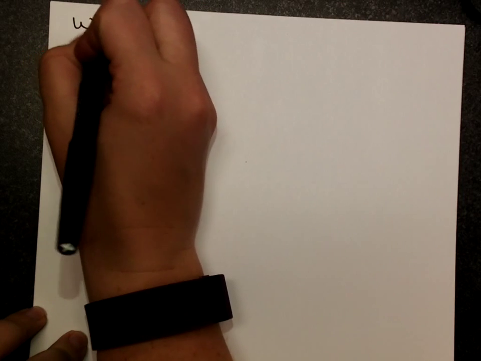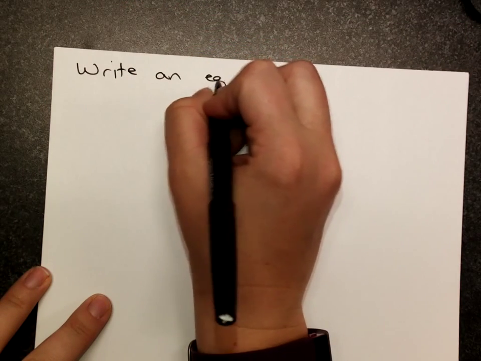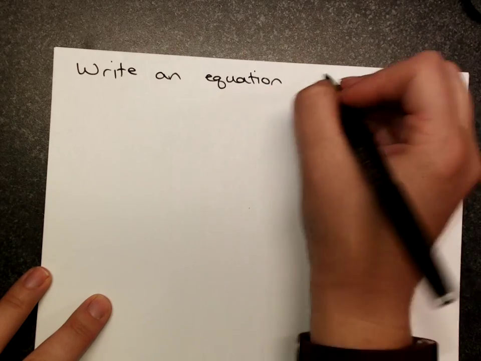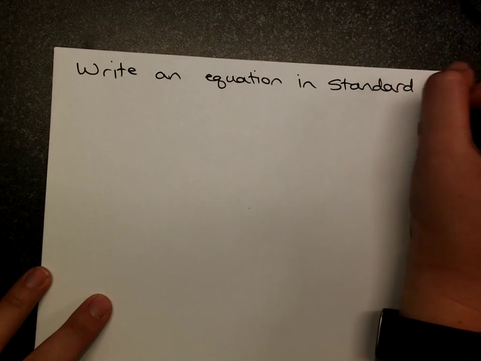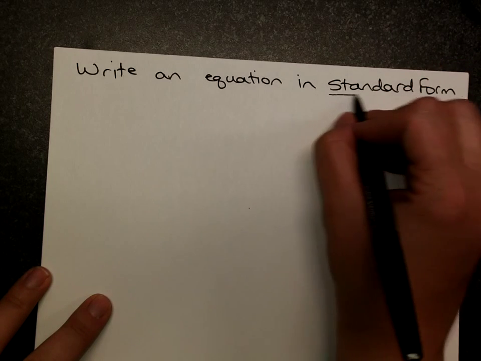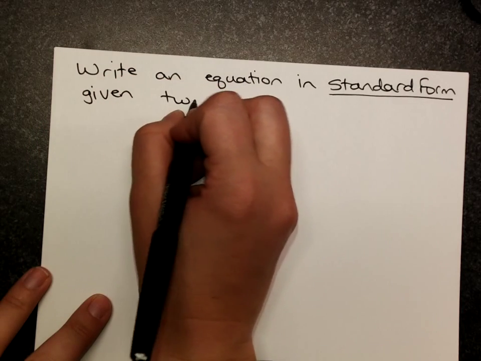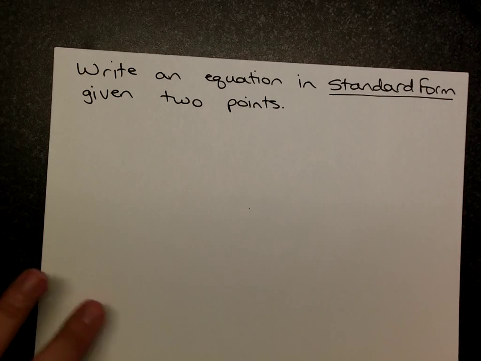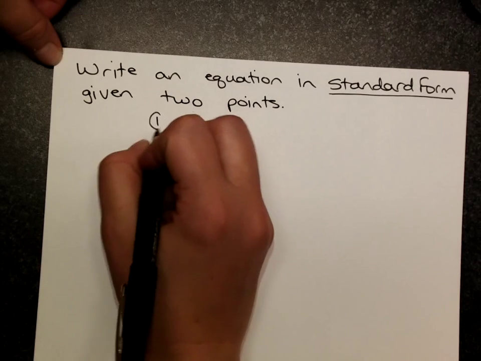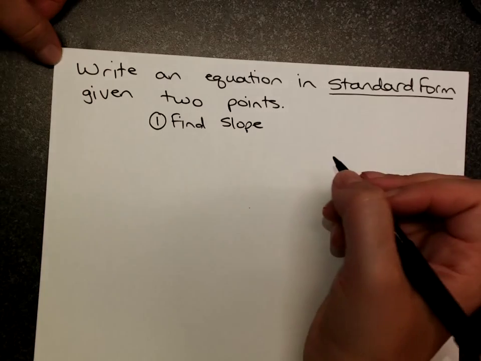We're going to write an equation in standard form. So our final answer needs to be in standard form, given 2 points. Given 2 points. So our first step for these is to find the slope. And we learned how to do that today.